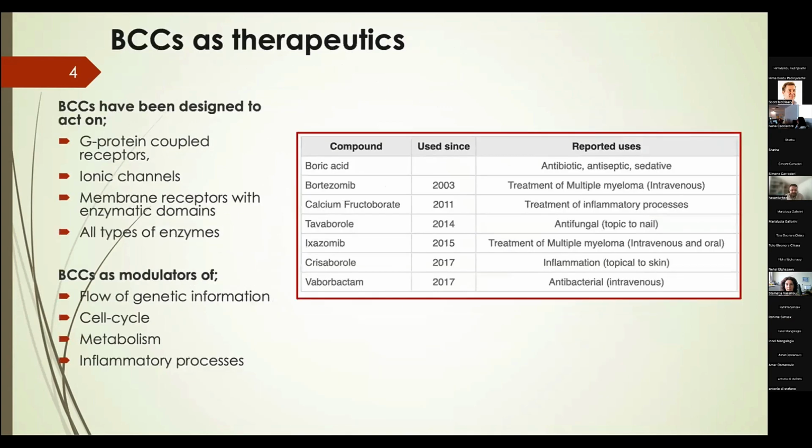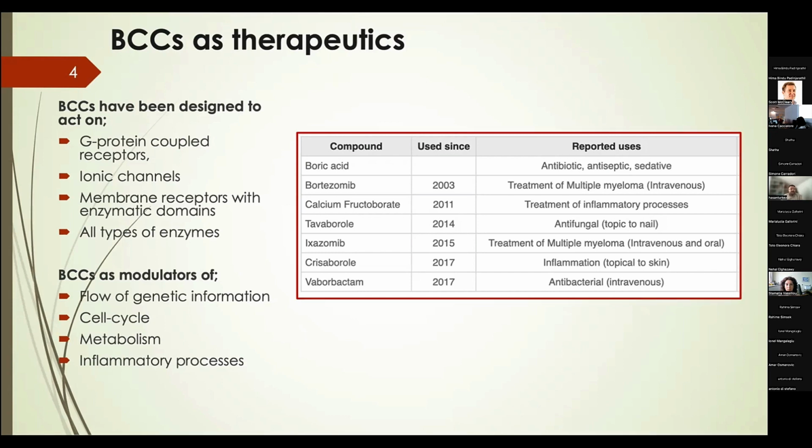Now, over the last several decades, some boron-containing compounds found in nature or developed with chemical synthesis have been attractive as enzyme inhibitors, antineoplastic drugs, and anti-infectious disease agents. In the last 5 years, boron-containing compounds have been designed to act on G protein-coupled receptors, ionic channels, and membrane receptors with enzymatic domains, and we can conclude that we can use this on all types of enzymes.